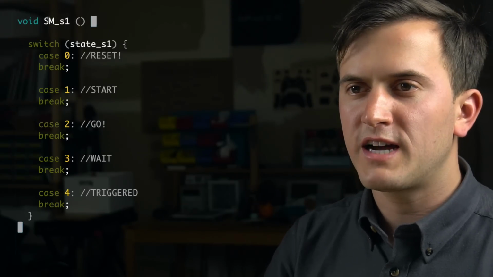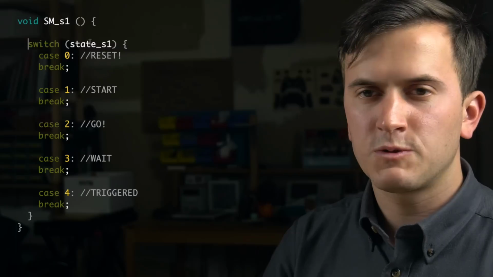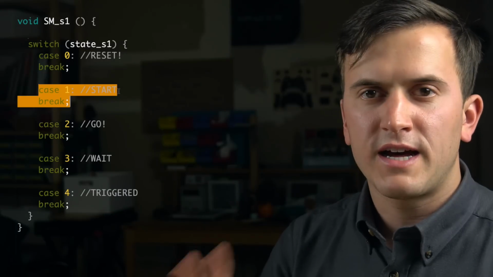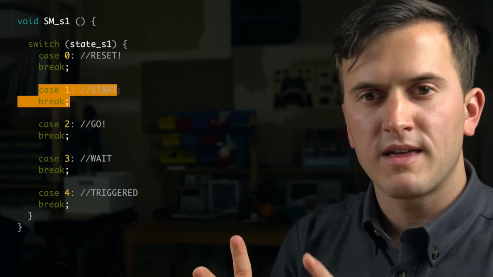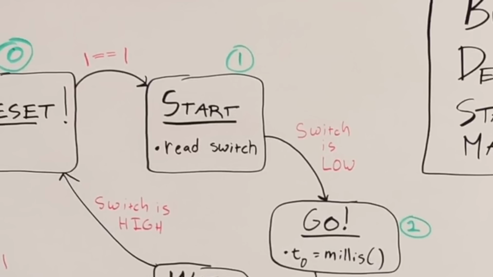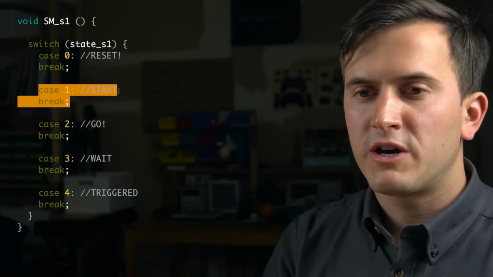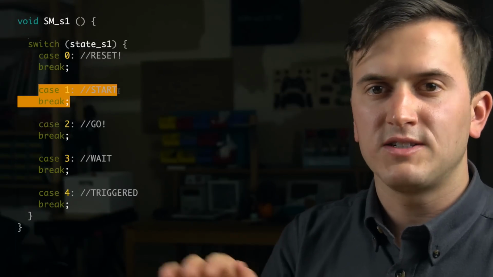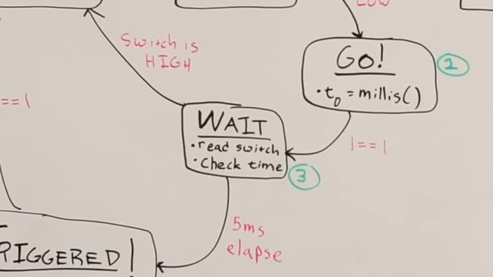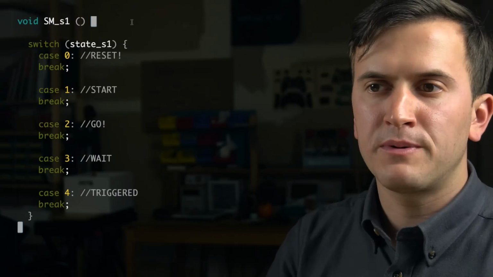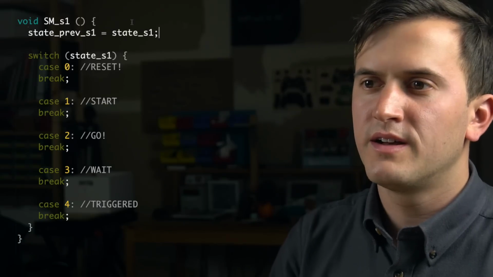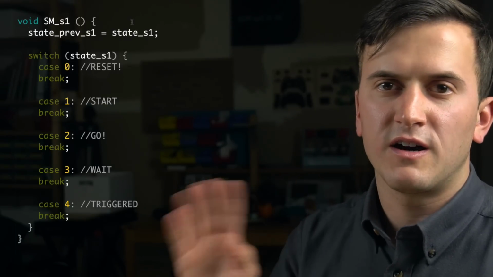The way this will work is every time we call the state machine, it will look at the switch case, jump to the code of our current state, and each state will have 2 bits of code in it. The first bit will just be the housekeeping code that it must run. For example, when we're in the start state, we want to read the switch. And after that, we'll have some code for all the transitions that can exit our current state. So for example, the wait state has 2 possible transitions, so we'll have some if statements to deal with that. But first, I'll put a little line here that says state previous of switch 1 is equal to state of S1. This line will just record the previous state, and I'll be using that later.